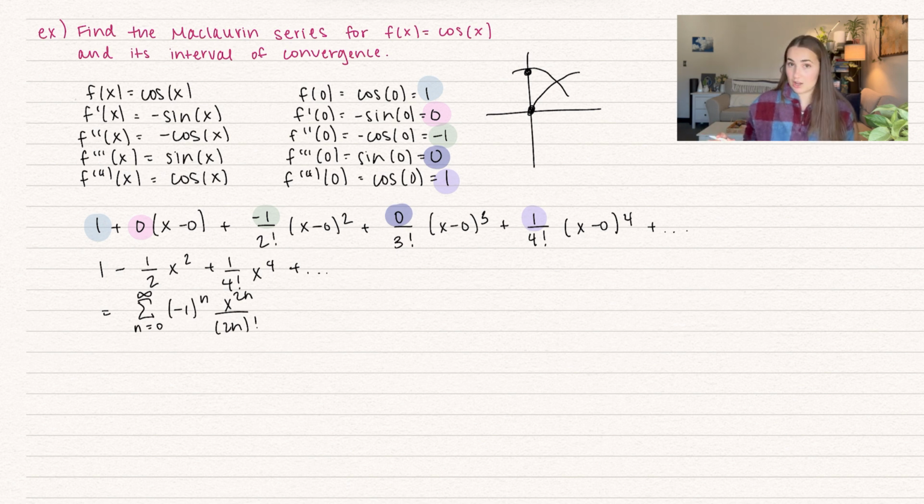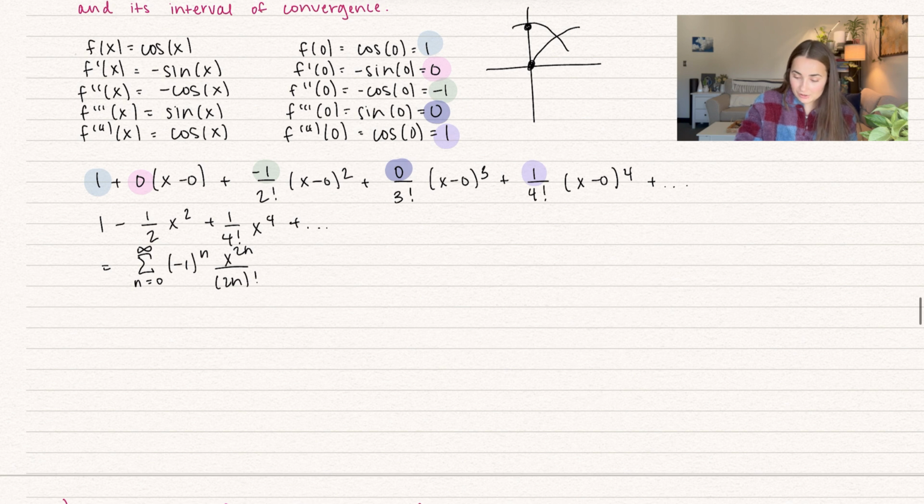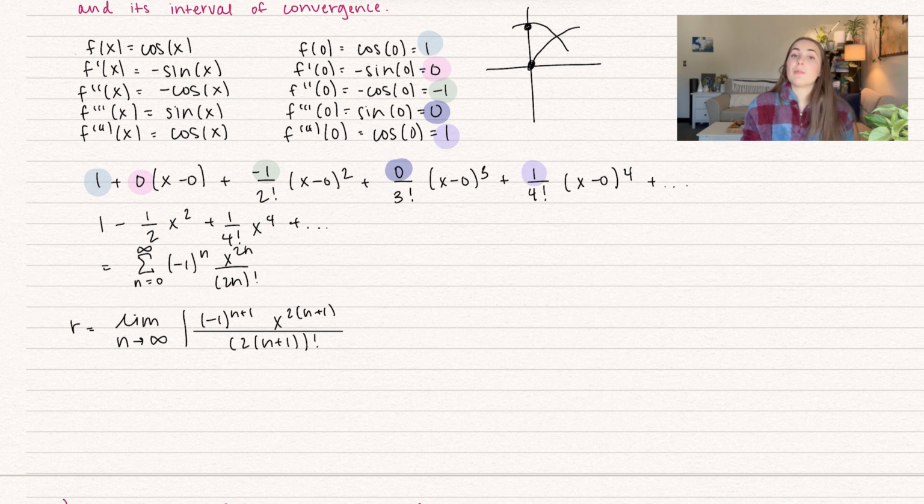The second part of the question, though, since we're not done, is we want to find the interval of convergence. So if we remember how to do that, we use the ratio test. So r is equal to the limit as n approaches infinity. We take our n plus 1 term. So this is going to be negative 1 to the n plus 1, x to the 2n plus 2, divided by 2 times n plus 1 factorial. Remember, we're adding 1 to n. So we have to make sure that, for example, where we're multiplying by 2n, we have to multiply that 2 by the n plus 1.